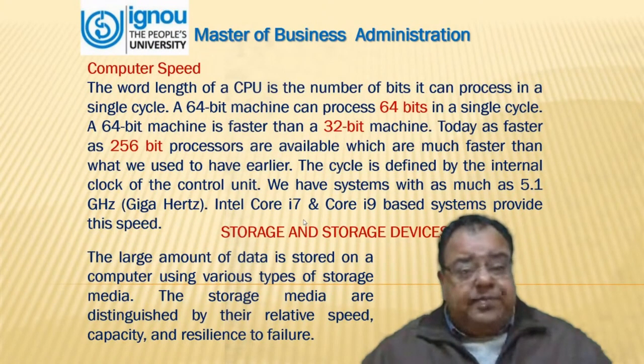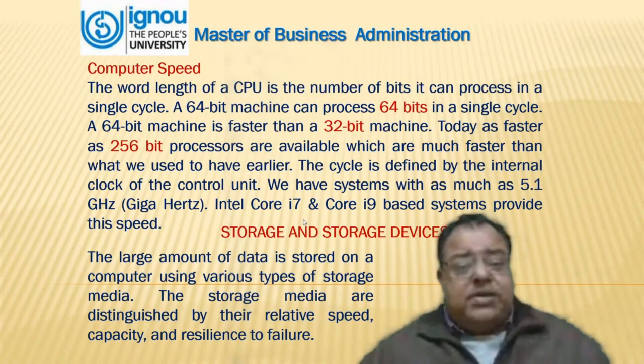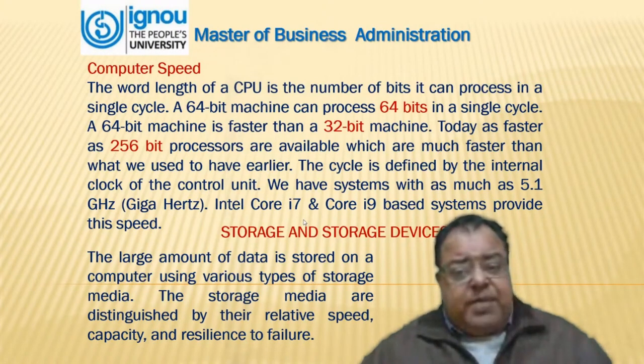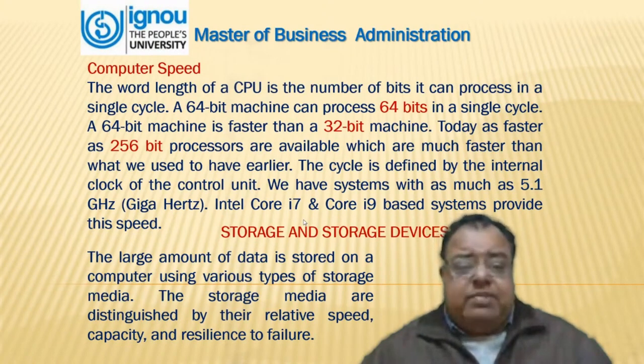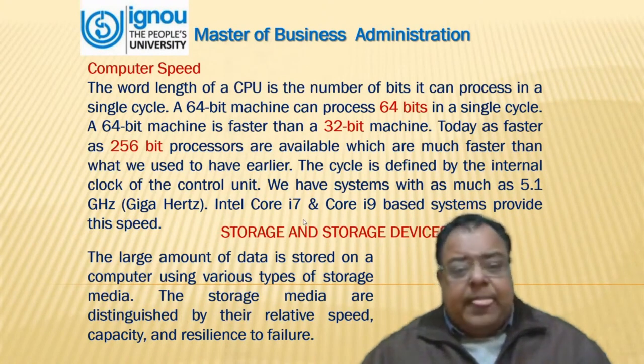Computer speed. The word length of a CPU is the number of bits it can process in a single cycle. A 64-bit machine can process 64 bits in a single cycle. A 64-bit machine is faster than a 32-bit machine. Today, 256-bit processors are available, which are much faster than what we have used or seen earlier. The cycle is defined by the internal clock of the control unit. We have systems with as much as 5.1 gigahertz, Intel Core i7 and Core i9 based systems that provide this speed.